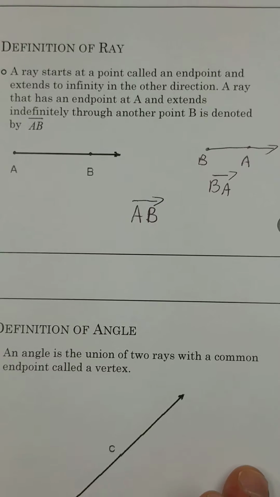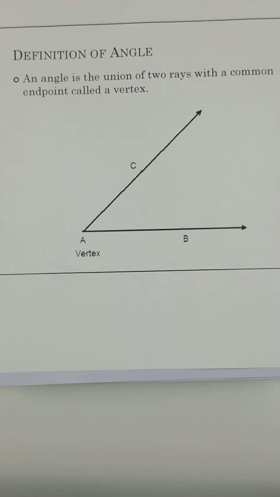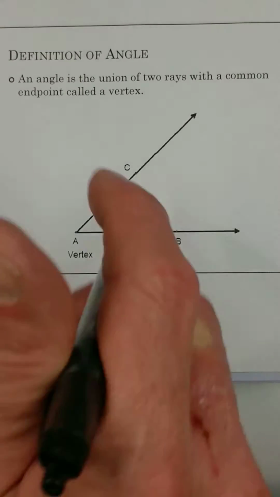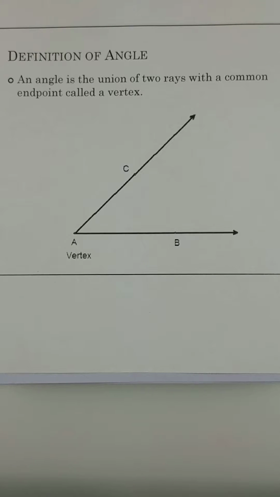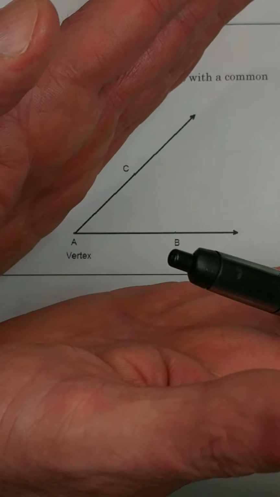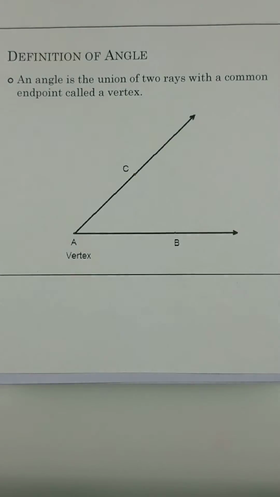So once we define a ray, what we're going to do is define an angle. An angle is the union of two rays with a common endpoint called the vertex. Now, if you remember, our idea of union from sets is basically you would combine the two rays and then all the interior points. That would form the angle. So sometimes they use a set definition to define an angle as the union of two rays.